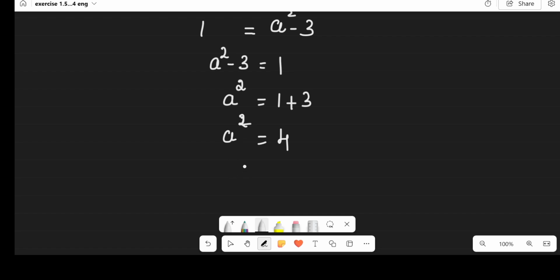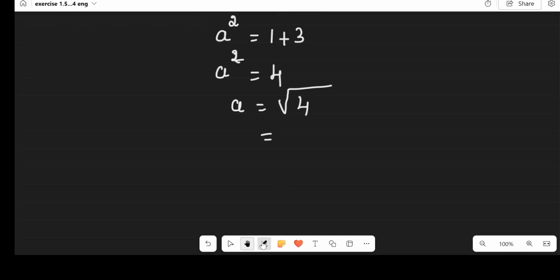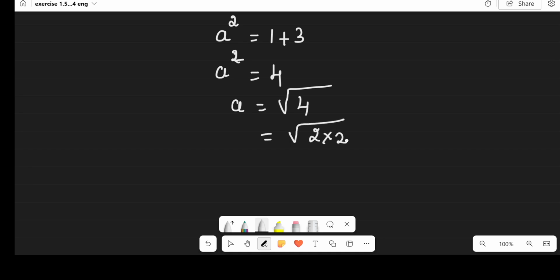From a square, if you want to find the value of a, we should apply square root, right? So from the square root, what is the value of the square root of 4? 2 into 2. So we can take 2 from the square root. It should be plus or minus 2, right? The answer of a is plus or minus 2. This is the answer of a.